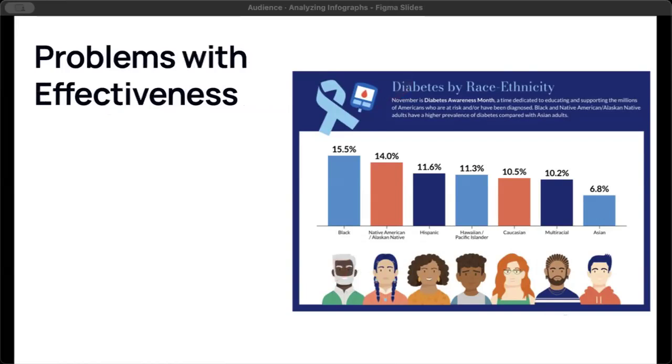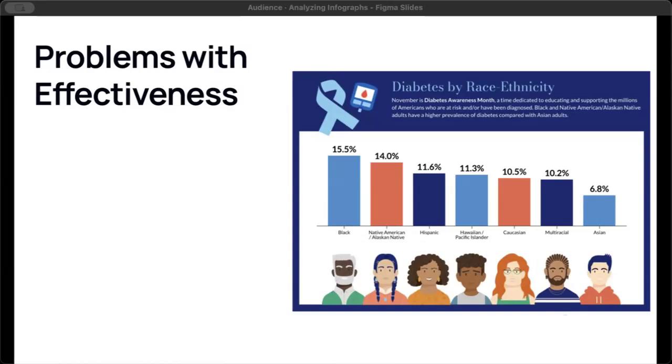This graph has several issues. First, inconsistent colors. The random use of colors for each bar makes it difficult to interpret or identify patterns quickly. Second, no sorting by prevalence. The groups aren't ordered by prevalence, which would have made it easier to compare values. Third, visual clutter from illustrations. The cartoon-like figures add no data value and distract from the graph's main message.